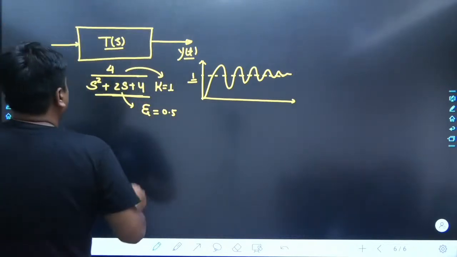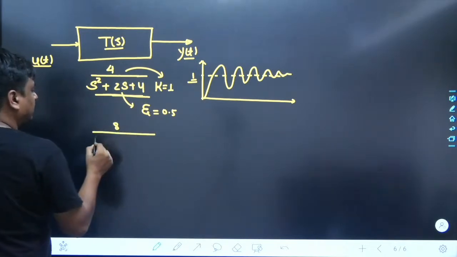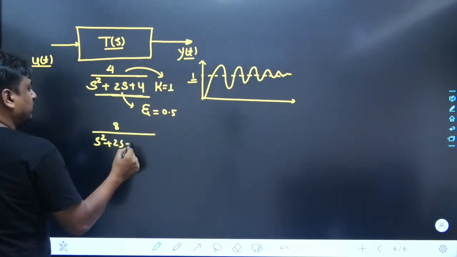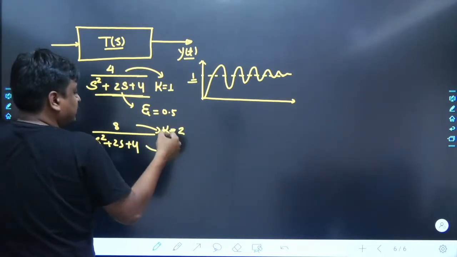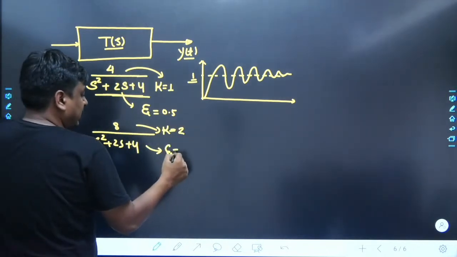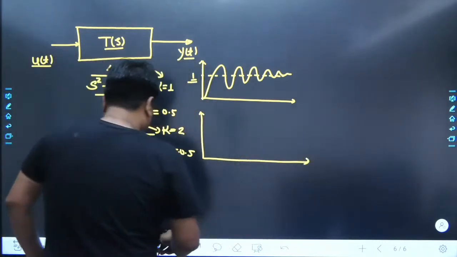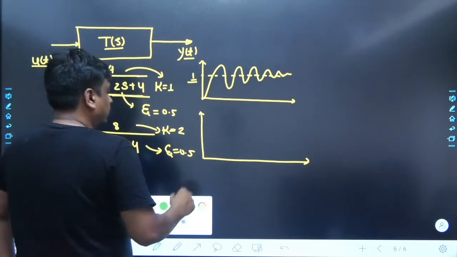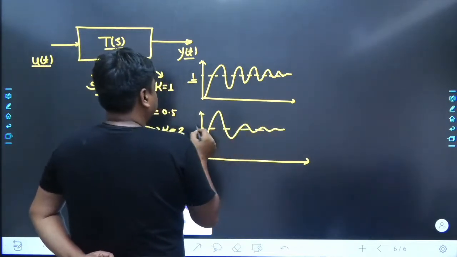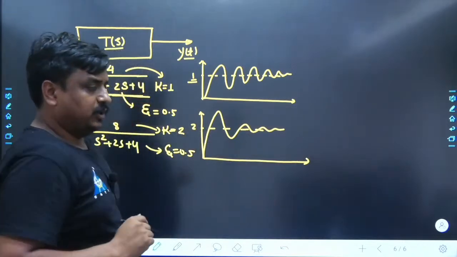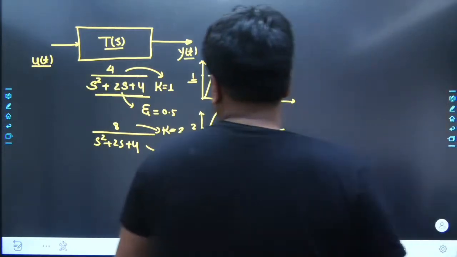Yes. Now let me change this system a bit. Rather than taking 4, I have taken 8 over s square plus 2s plus 4. Only one change is noticed over here: k has changed from 1 to 2. Zeta is still 0.5. It would be an underdamped system oscillating with decreasing magnitude, and rather than settling at 1, it would settle at 2. Agreed?